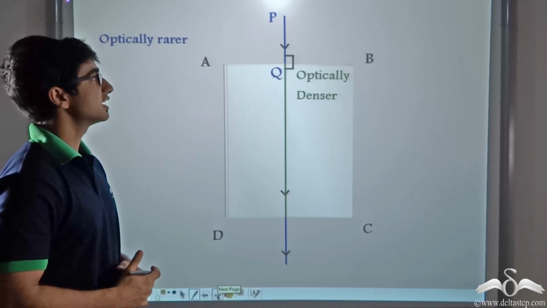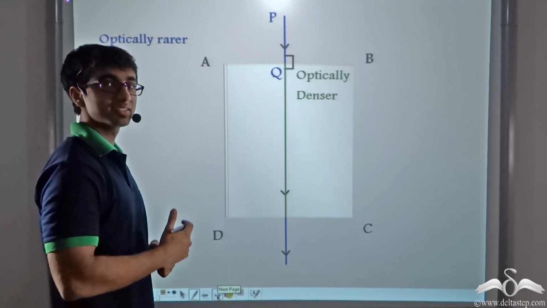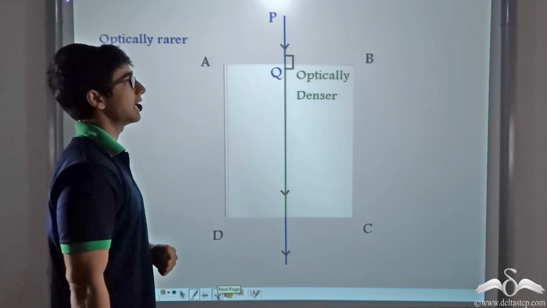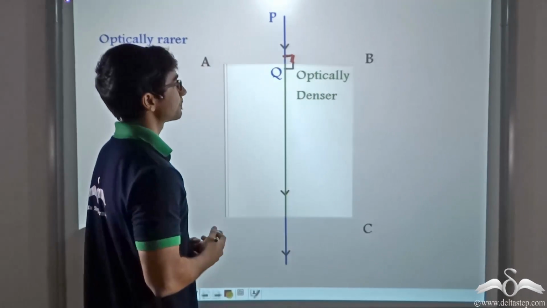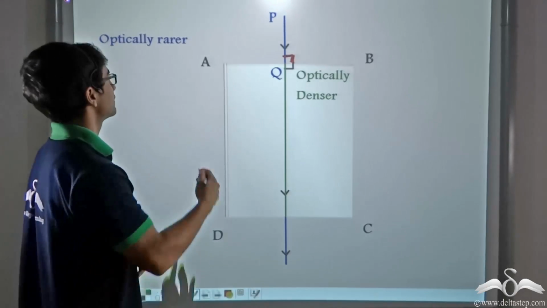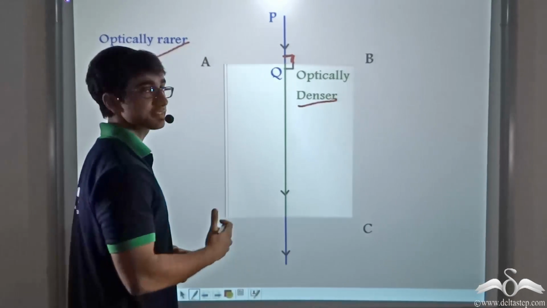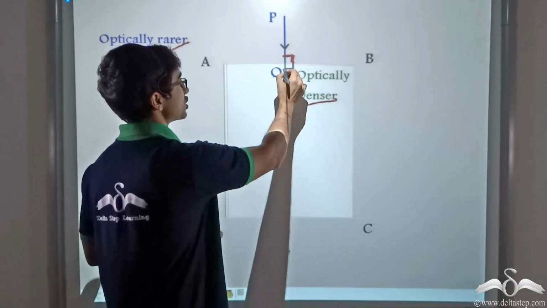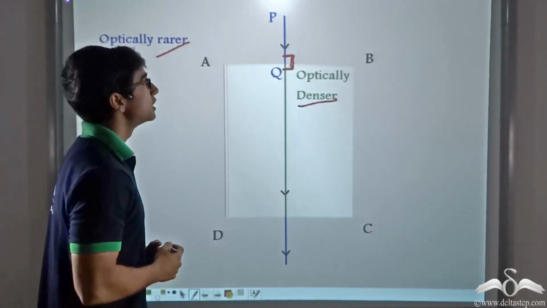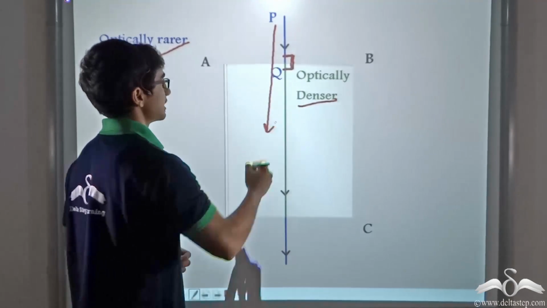Now if we consider a ray of light PQ that is incident normally on the parallel-sided glass slab, what do you think will happen? The angle of incidence in this case is 90 degrees. So even though it is traveling from an optically rarer to an optically denser medium, we have seen that when the angle of incidence is 90 degrees, it does not undergo any refraction. So ray PQ travels straight inside the glass slab.